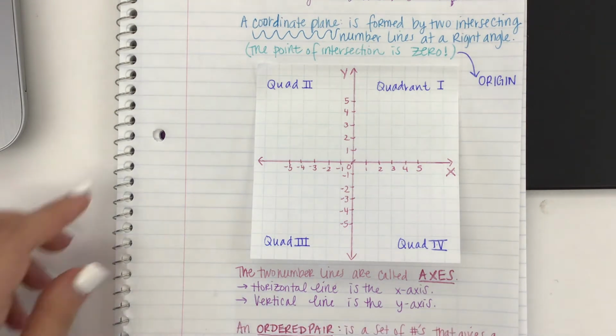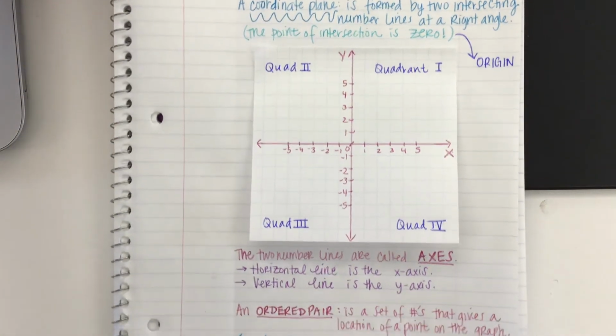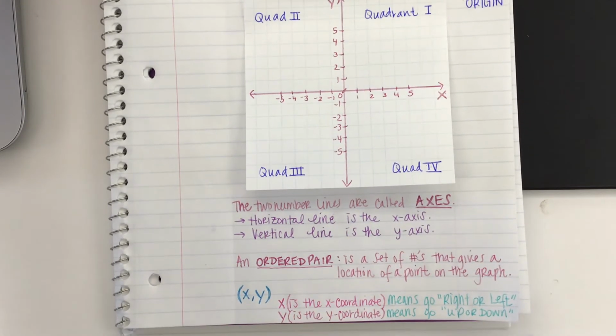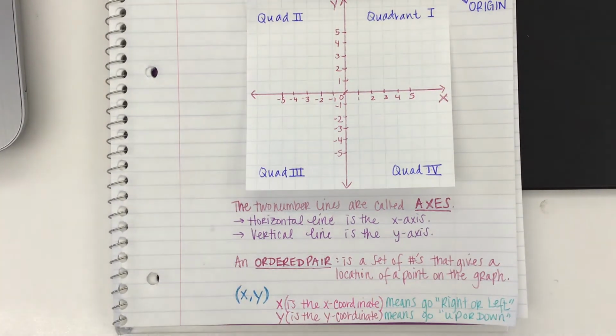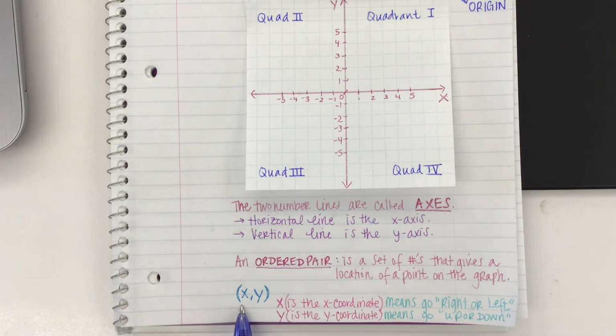So the last thing that we have up here before we get into a couple of examples is what is an ordered pair? An ordered pair is a set of numbers that gives a location of a point on the graph. So the ordered pair tells you where your point is. It gives you the location of a point on your coordinate plane. Your ordered pair is always written as parentheses, x comma y, close parentheses, okay?